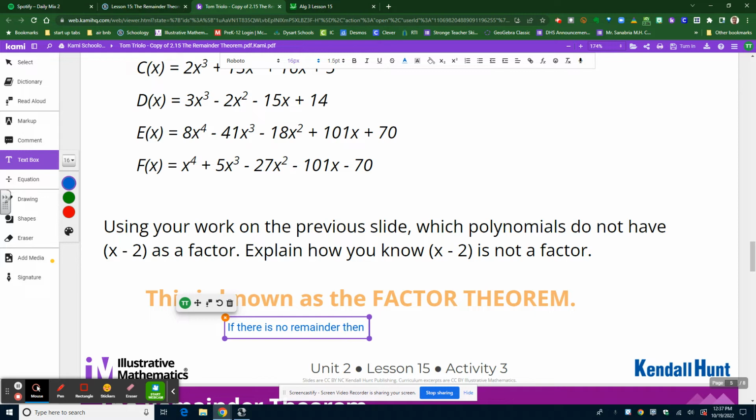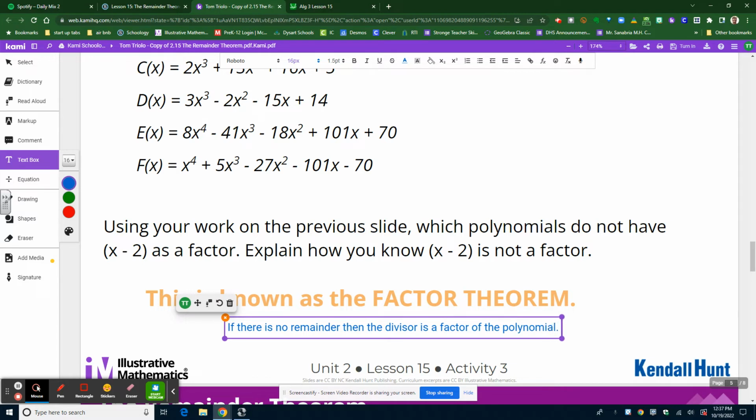So the factor theorem really just states that if there is no remainder, in this case x minus 2 is a factor, then the divisor is a factor of the polynomial. We used 2 as an example, but we're talking about it in general.